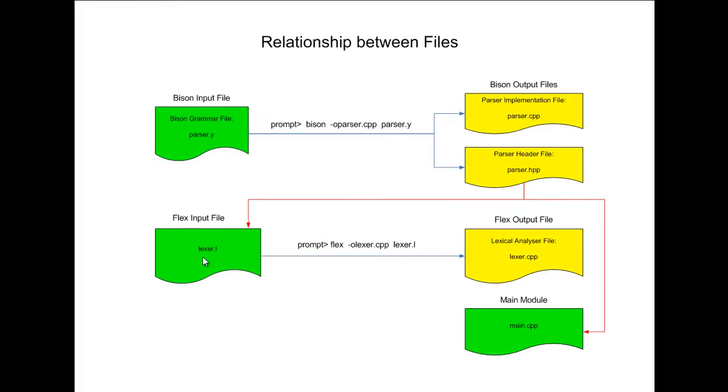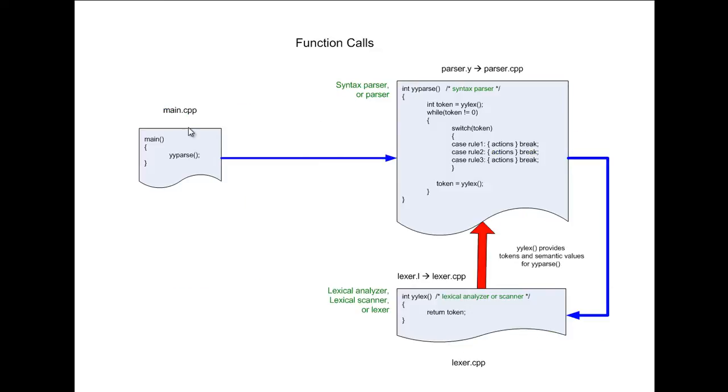Then using the Plex input file Lexer.l, we generate Lexer.cpp. This is called the lexical analyzer file or lexical scanner. Then main.cpp defines the main function. In main.cpp, it calls yyparse, the syntax parser, and the syntax parser calls the lexical scanner. Each time, as you can see in the code, yyparse calls the lexical scanner to get tokens. Then it loops until it consumes all tokens.